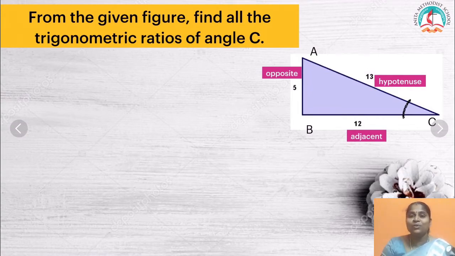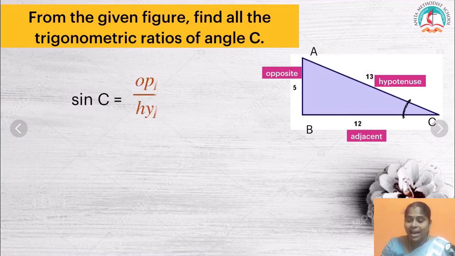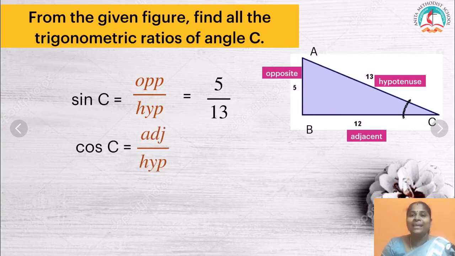What is the first one we are going to find? Sine C. Yes, so sine C. How to find sine C? Yes, opposite by hypotenuse. What is opposite here? Yes, the value of opposite side is 5 and the hypotenuse is 13. So sine C is equal to 5 by 13.